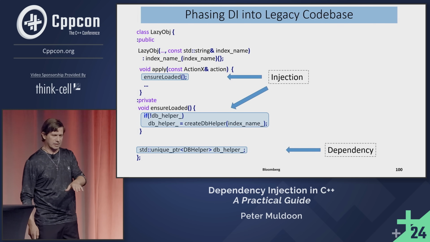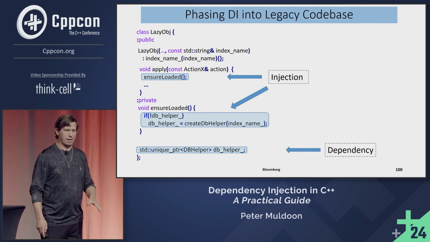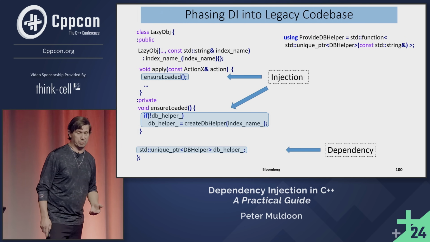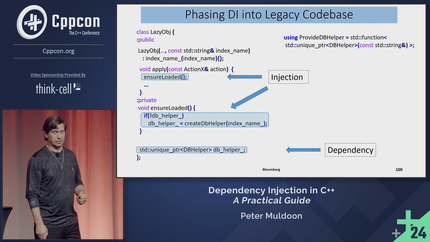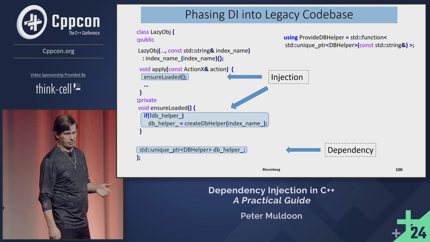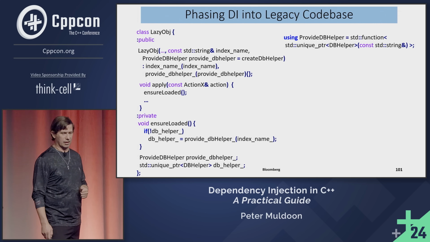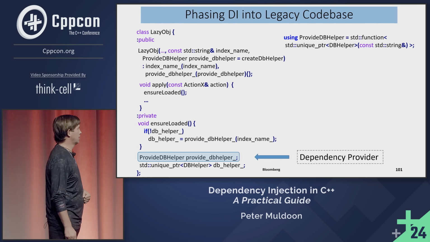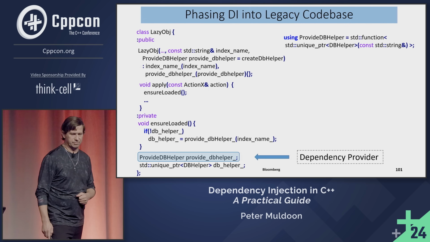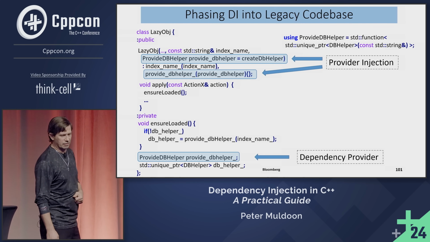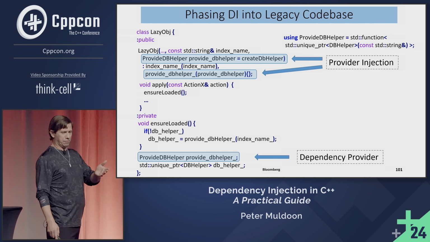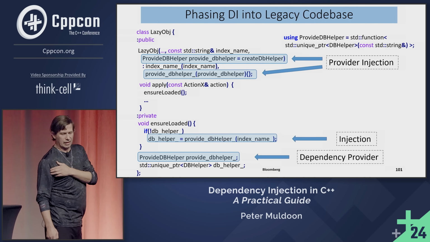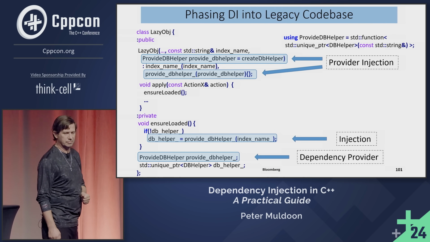And let's go back to where we were. So here's the lazy object. And what I did is said, look, let me make a DB dependency provider type. That's a std::function. It's going to take a string and it's going to give me back this DB helper. And I'm just going to rewrite the class a little and walk you through. So now I have an extra member that's capturing the dependency provider. And over here, I'm injecting it just like I did before. The default is going to be the create DB helper that was always there. All right, and then down here, I'm going to call it.